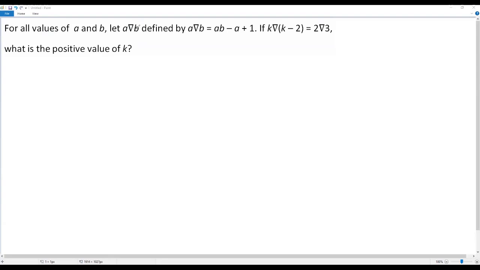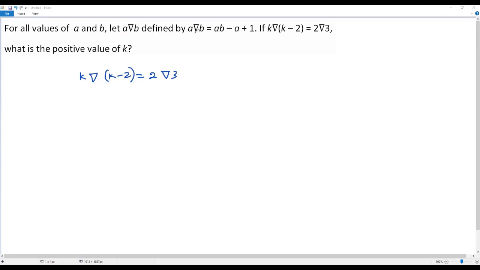Okay, here there is a definition given for this del symbol when we have it between two terms A and B. So it's over here, and using this definition, we have to solve for K in this equation, and K must be positive. Okay, now let me take this equation as it is. That is K del K negative 2 equals 2 del 3. Okay, now let me use the given definition over here.